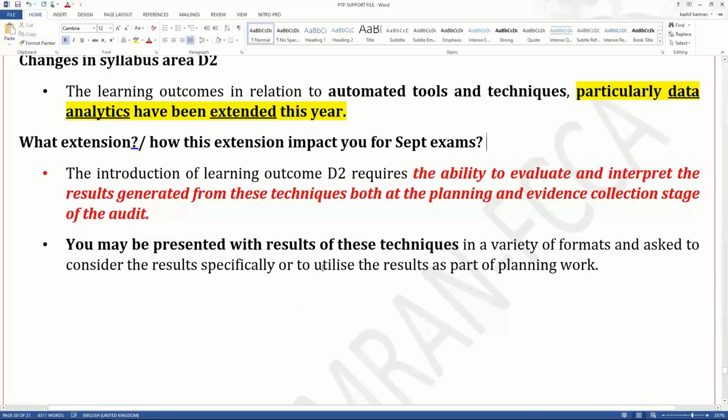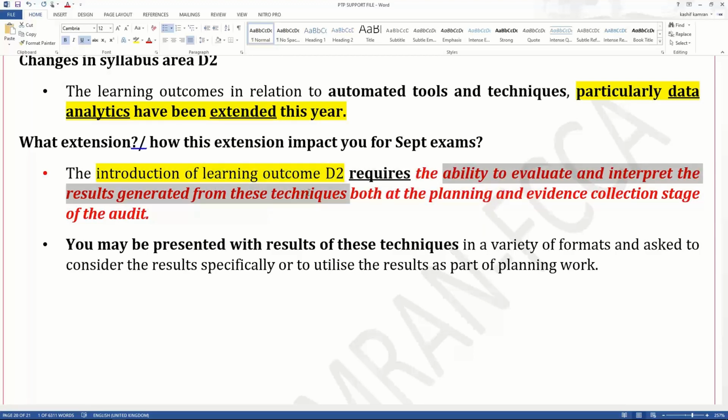In the next paragraph, the examiner tells you about the extension, and how you should be sure of this extension in your September 21 exams. So look at the next paragraph. The examiner says, the introduction of the learning outcome D2 requires the ability to evaluate and interpret the results generated from these techniques, both at the planning stage and at the evidence stage.